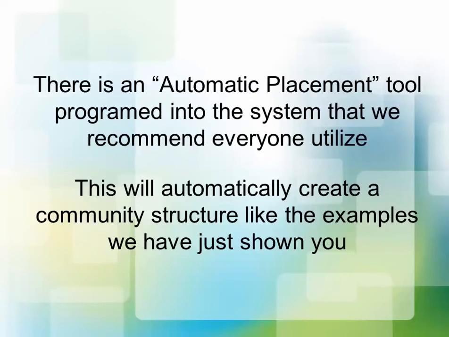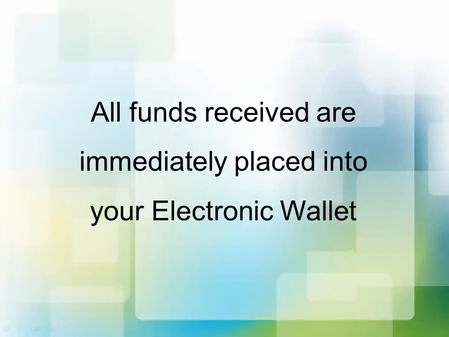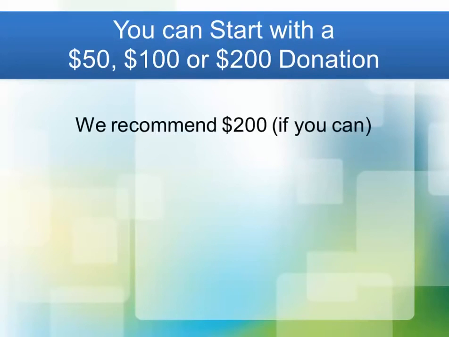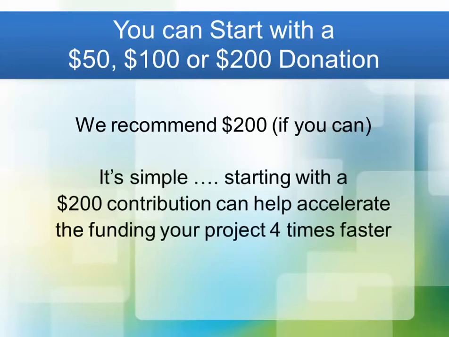There's an automatic placement tool programmed into the system that we recommend everyone utilize. This will automatically create a community structure like the example we've just shown you. All funds received are immediately placed into your electronic wallet. You can start with a $50, $100, or $200 donation, but we recommend going with the $200 if you can. And it's simple. Starting with a $200 contribution can help accelerate the funding of your project literally 4 times faster. And the reason is very simple. People tend to do what you do, and if your community are all sharing $50 donations, it literally takes 4 times as many people to reach the funding that you get when each person does 200. So we strongly recommend going with the 200 if you can.